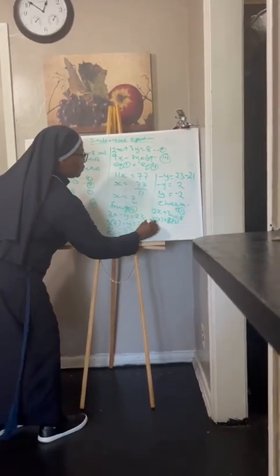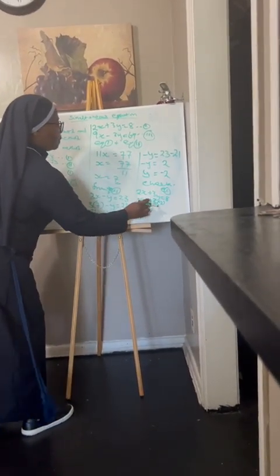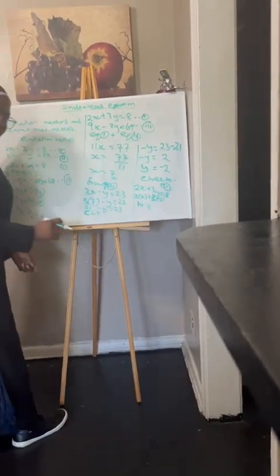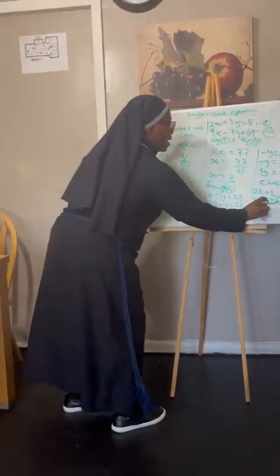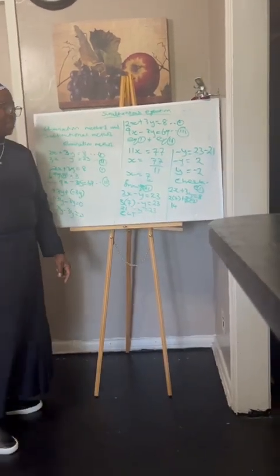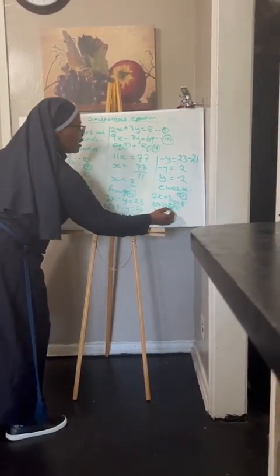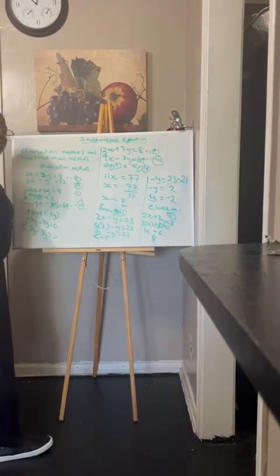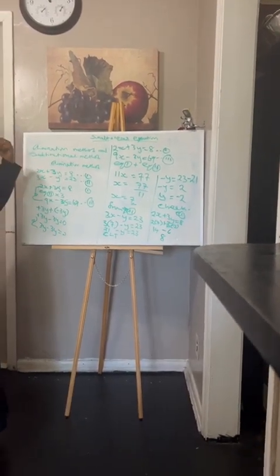This times this will give us what? 14. This is plus 3 times minus 2. So minus times minus is what? Plus. Plus times minus is what? Minus. So here it comes to minus. 3 times 2, 6. 14 minus 6 will give you what? 8.